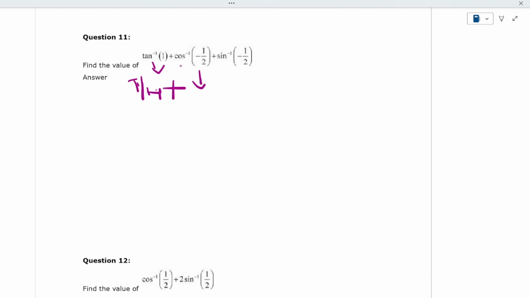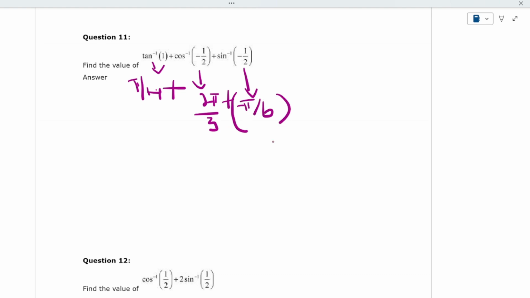I'll say the question number is 9. Cos inverse of minus 1 by 2, we got the answer to be 2 pi divided by 3. Again, for solving sine inverse of minus 1 by 2, that also we have solved in some other problem. Let me check sine inverse of minus 1 by 2, that is the first question we have solved, and the answer is minus pi by 6. Plus of minus pi divided by 6.